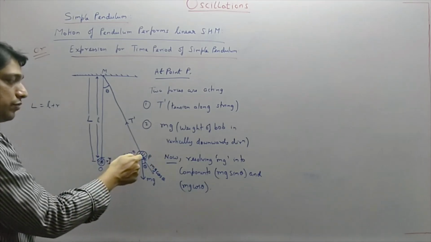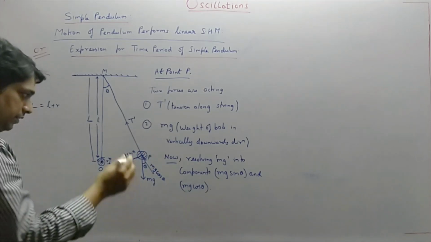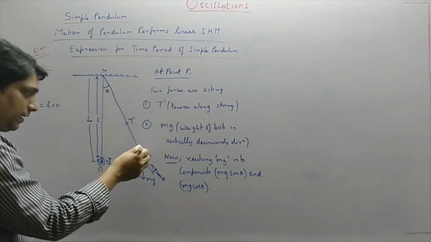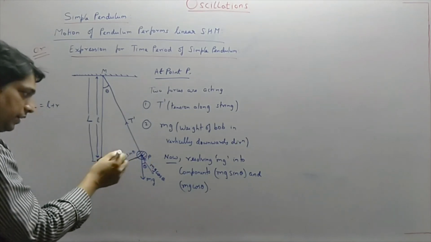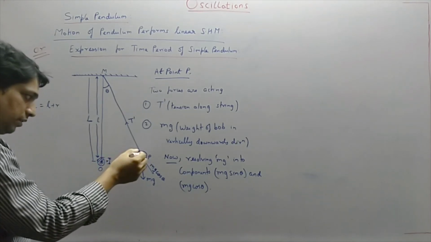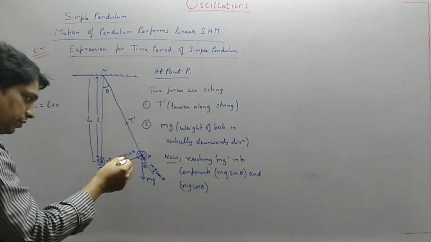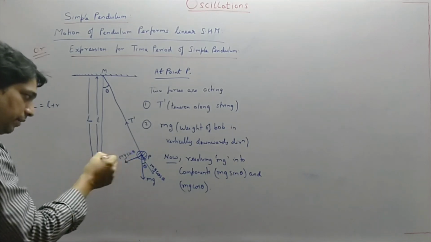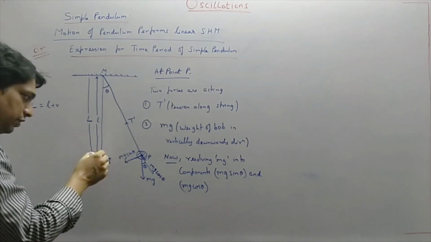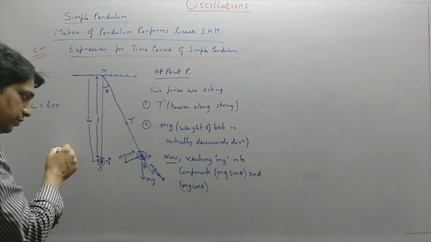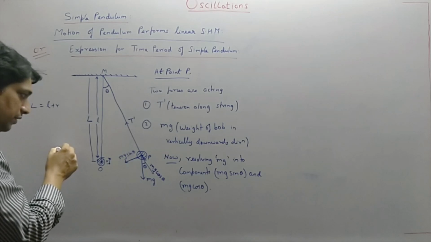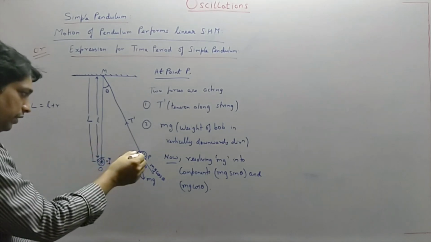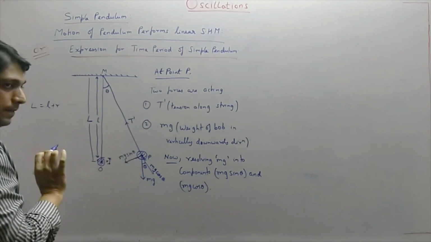So this unbalanced force acting at point P will bring the bob back to the mean position. So mg sin theta is going to bring the bob back to the mean position. Here theta will be 0, mg will be maximum and it is downward, but due to inertia it is going to move forward. Again at this point the force is acting here, so mg sin theta will become maximum at these two points.